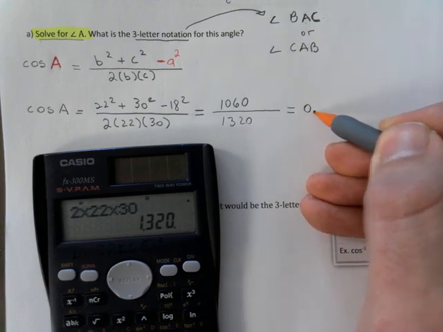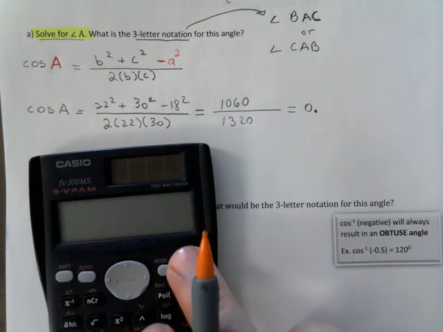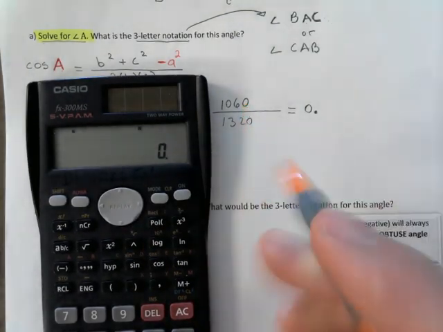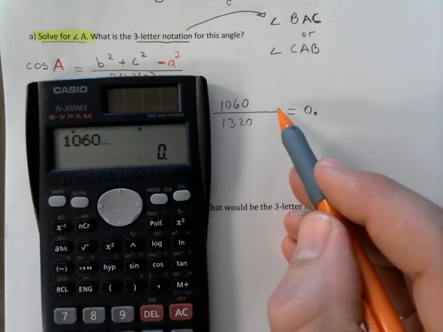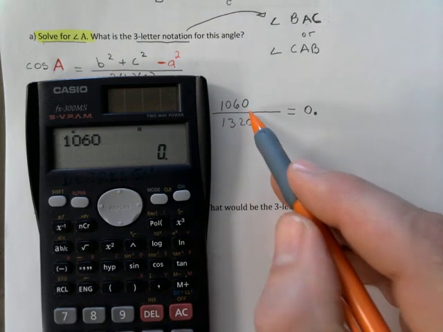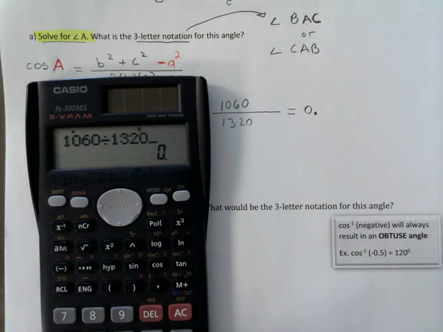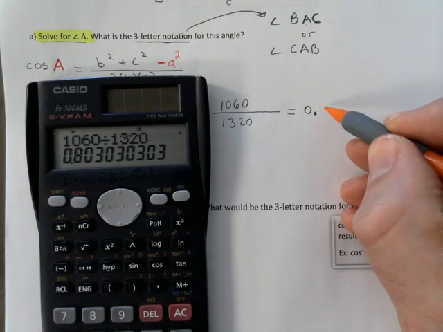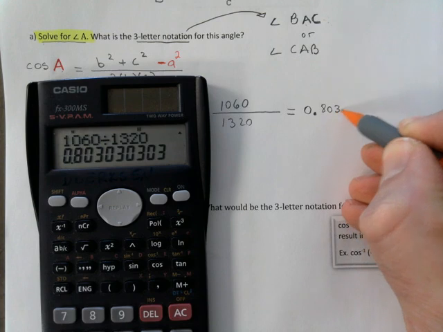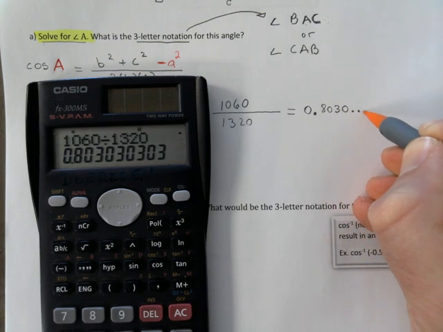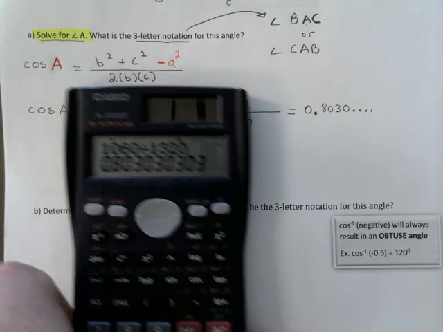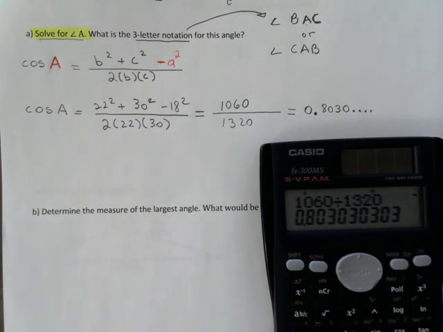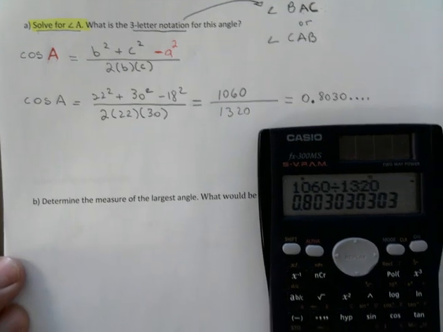0 point something. So you take the two numbers you calculated. If there are decimals, you include all decimals. 1060 divided by 1320 is 0.8030, and this continues. Leave that number on your screen. Do not clear it, okay? Watch what we do now.